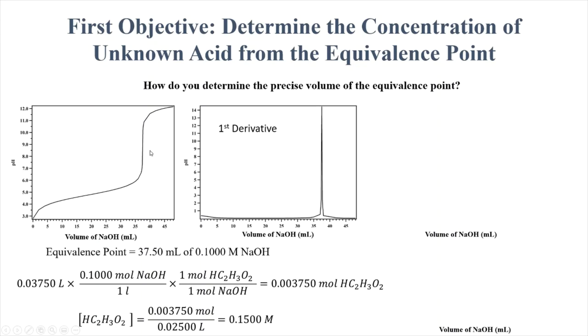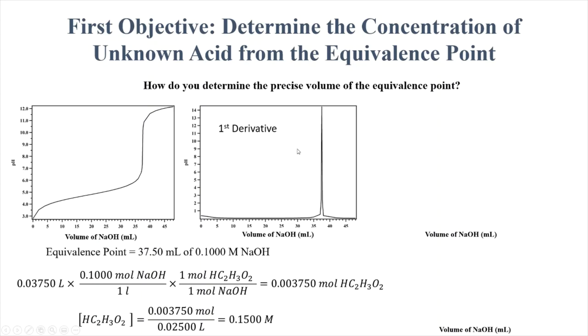We get this big spike. And that makes sense, because what's happening is all the rate starts going up, it goes up, it goes up, it goes up. And then all of a sudden, as we go past the equivalence point, it starts slowing down, slowing down. So we see this nice sharp peak right where the equivalence point is. So the peak of the first derivative, or the maximum rate of change in the rise region, is where the equivalence point is. And again, we could just go in and find where this peak is and measure it.